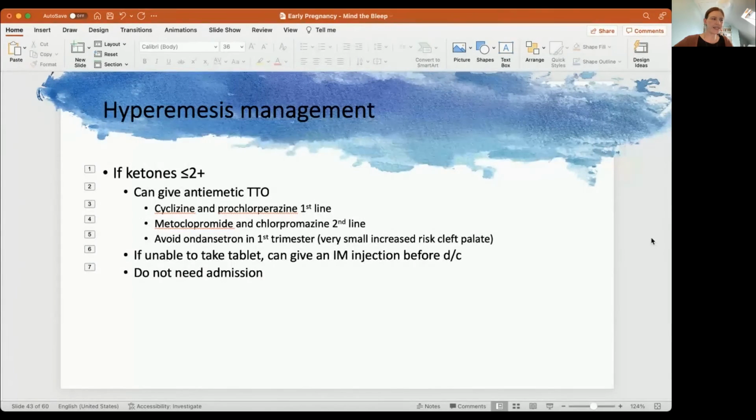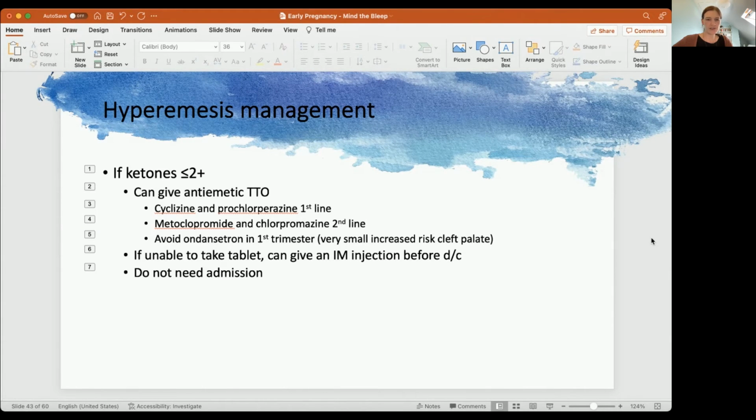So if you see a lady and her ketones are less than 2, you can give her an antiemetic TTO. So first line are things like cyclizine and prochlorperazine. Second line, metoclopramide and chlorpromazine.